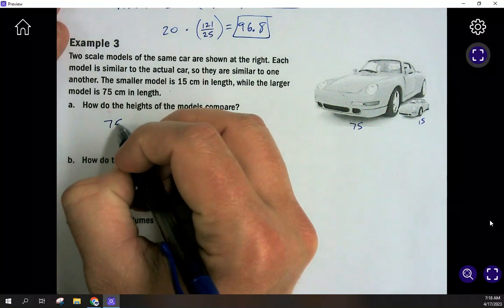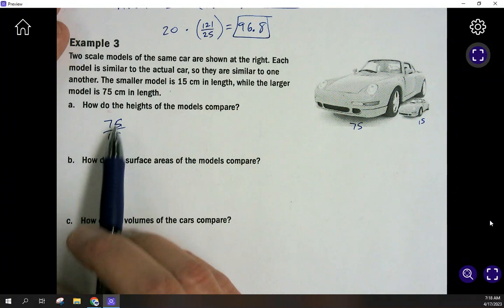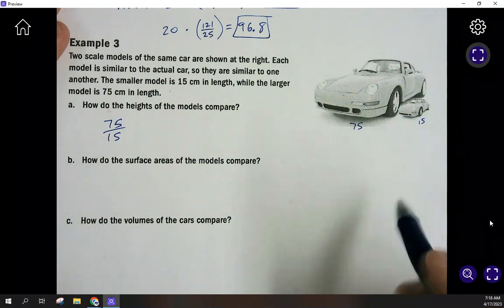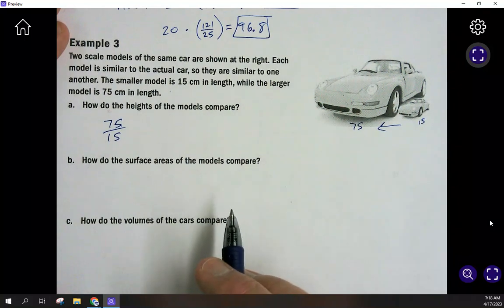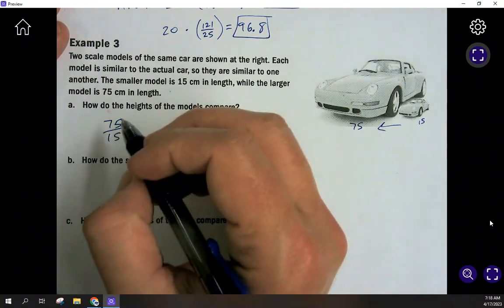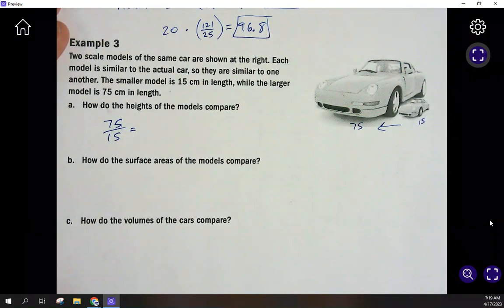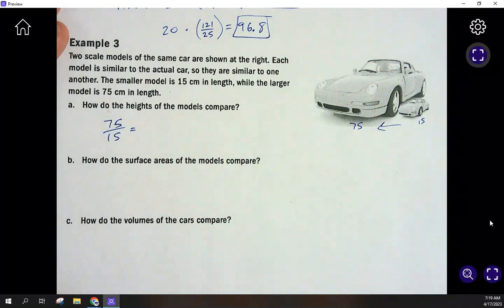So if I compare 75 to 15, and you could do it the other way. Now I'm going to put the larger number on top, and it's going to show what it's increasing by if I go this way. But you could absolutely do it the other way as well and show that this one is shrinking to create this one. If you divide 75 by 15, you're going to get 5.